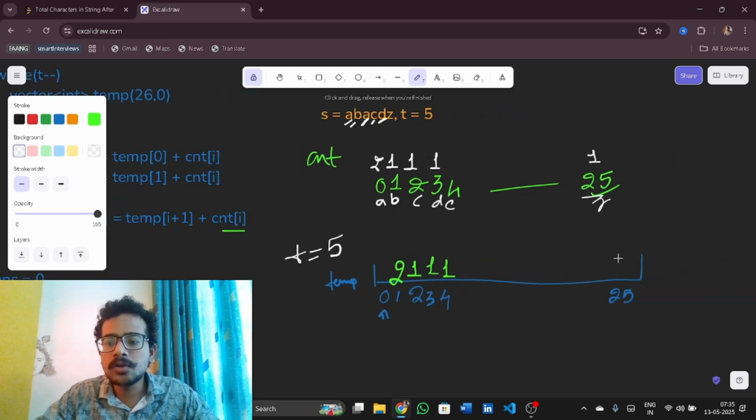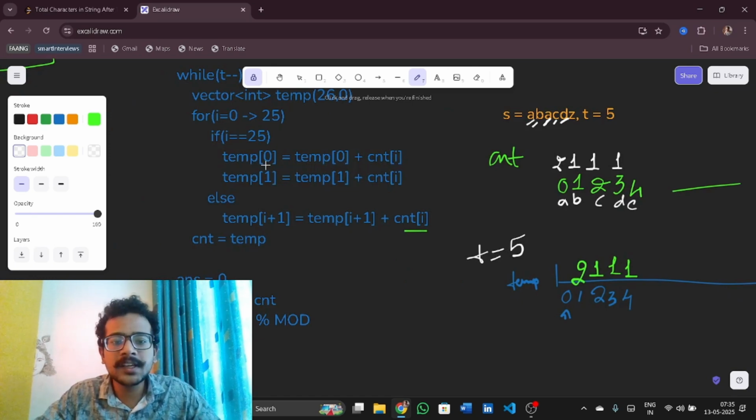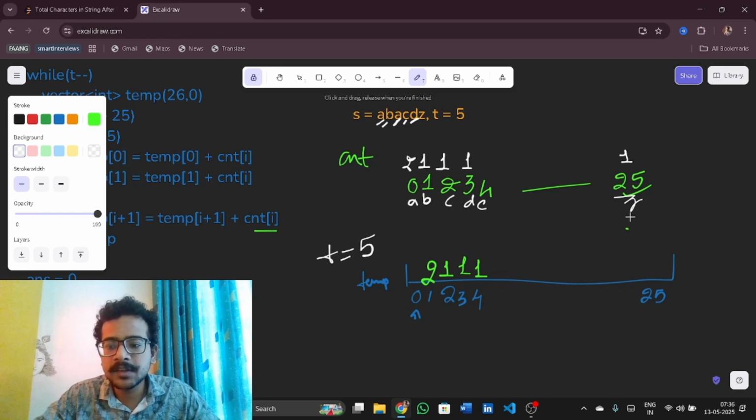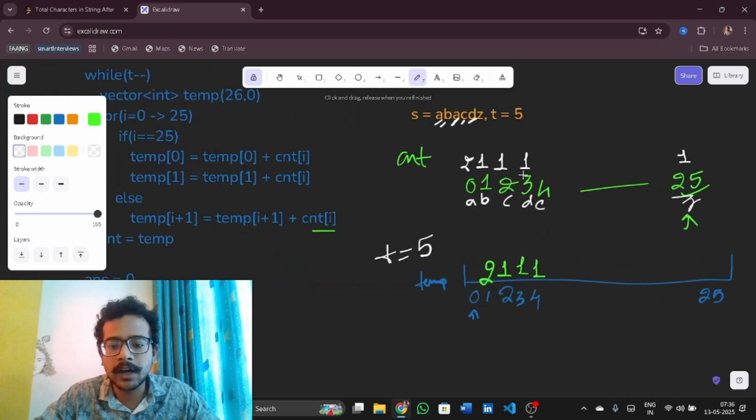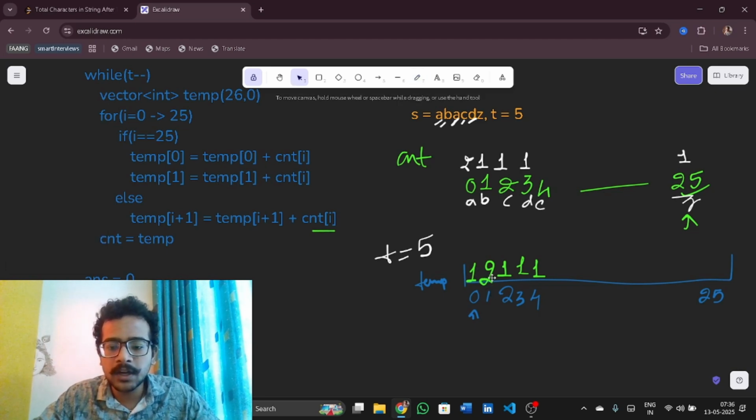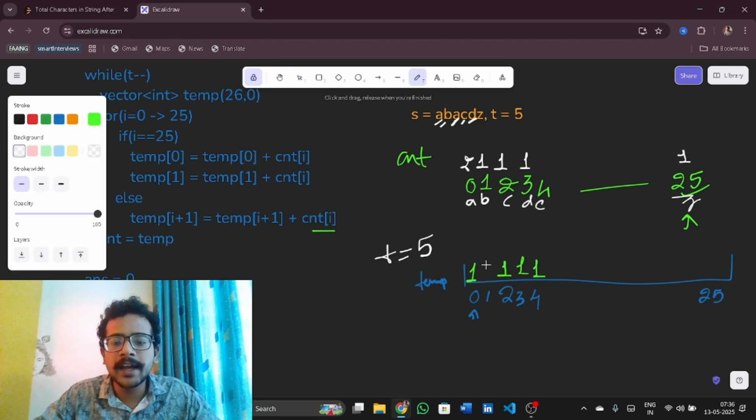Now, when I go to Z, temp of 0 is equal to temp of 0 plus count of I. How many times did I get it? That means the I is pointing here. Then temp of 0 is equal to temp of 0 plus count of I. Count of I is 1. Temp of 0 is 0 plus 1, which is 1. Now temp of 1 is equal to temp of 1 plus count of I. Temp of 1 is 2. Then 2 plus 1 is 3.